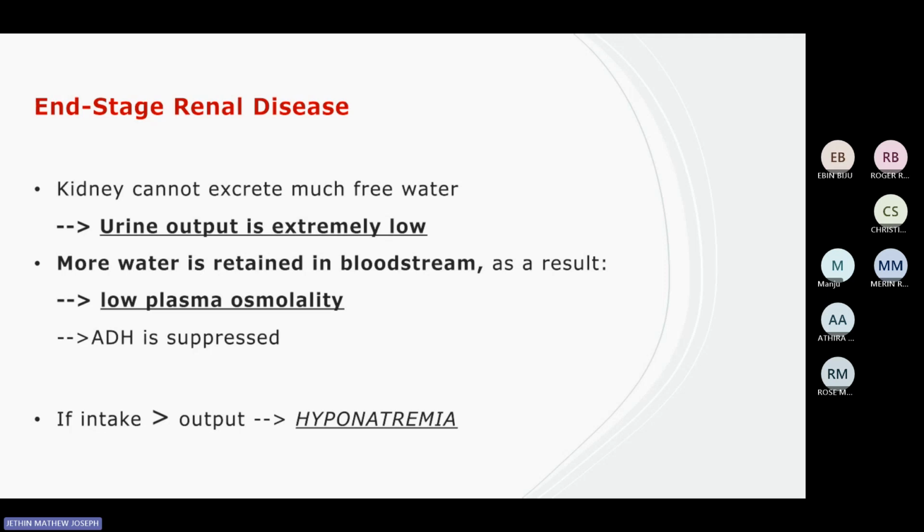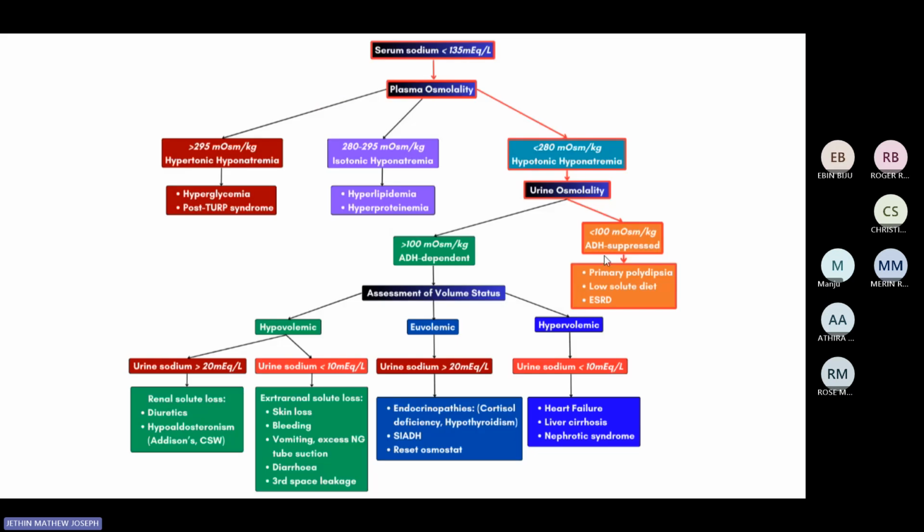So your ADH is suppressed, and as a result, your urine osmolality is also going to drop. So these were the causes where urine osmolality is less than 100 and the ADH is not acting: primary polydipsia, low solute diet, and end-stage renal disease. So yeah, that brings us to the end of the diagnostic approach.